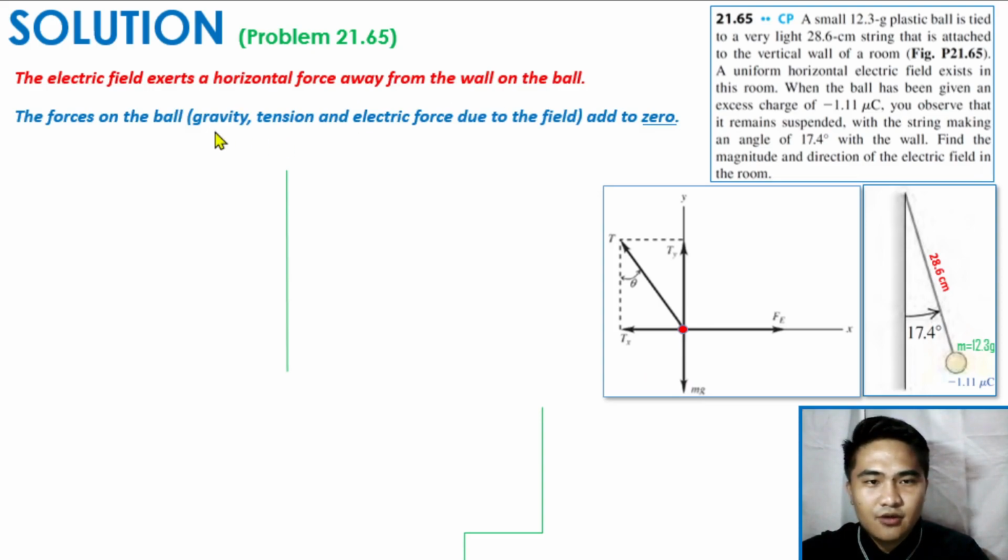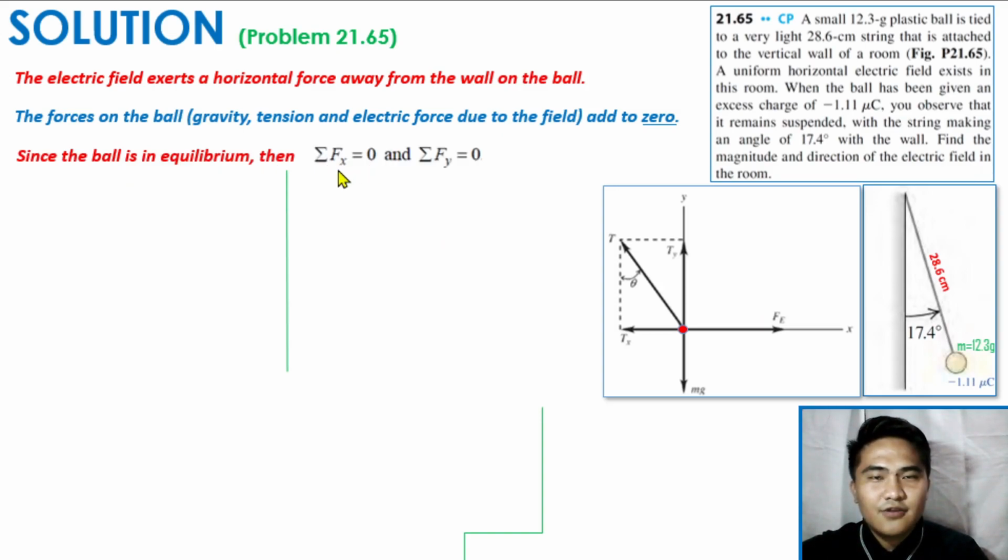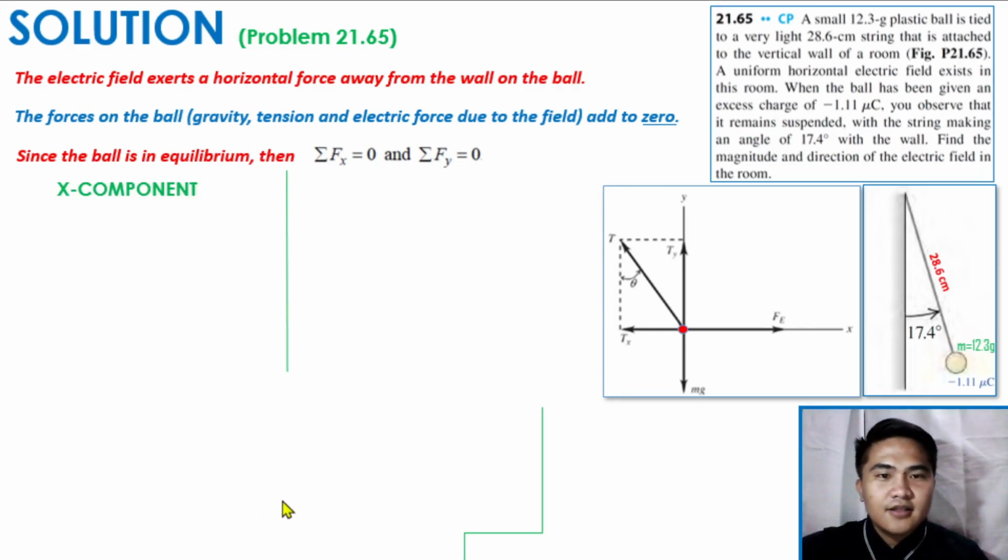The electric field exerts a horizontal force away from the wall on the ball. The forces on the ball, which are gravity, tension, and electric force due to the field, add to 0 since the ball remains suspended. Since the ball is in equilibrium, or at rest, the summation of forces along x is 0 as well as the summation of forces along y. Now let us solve for the x component.